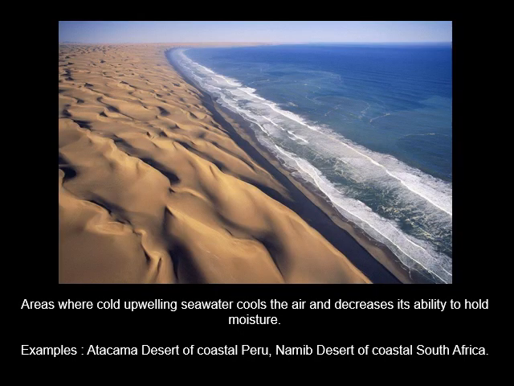Next is coastal deserts. Areas where cold upwelling seawater cools the air and decreases its ability to hold moisture. Examples of this are the Atacama Desert on the coast of Peru and the Namib Desert of coastal southern Africa. Polar deserts are cold polar regions where cold air prevails and available moisture remains frozen throughout the year. Examples are northern Greenland and ice-free areas in Antarctica.